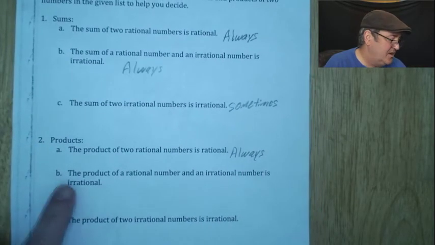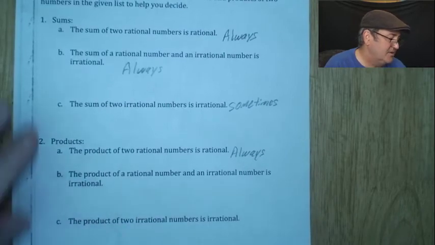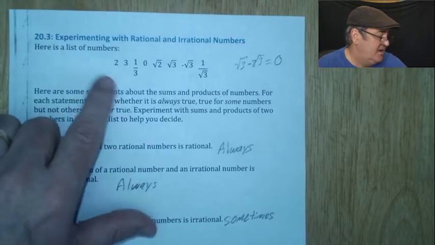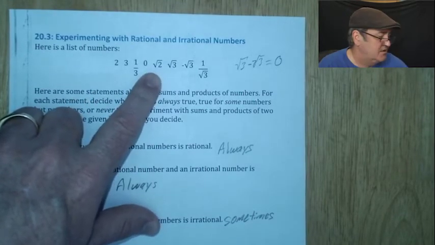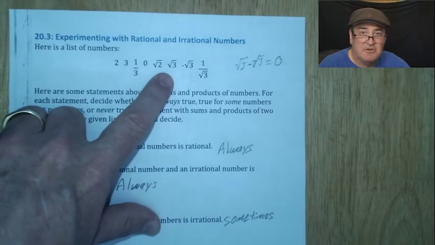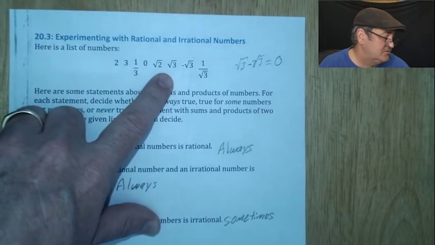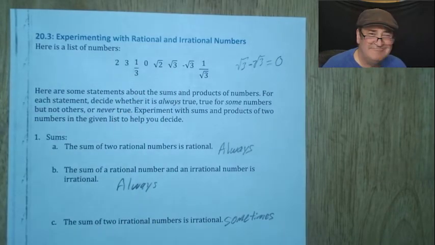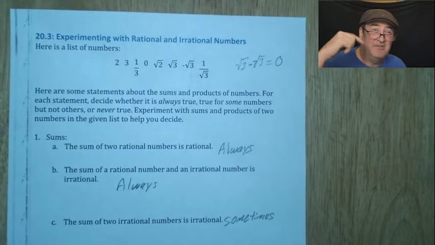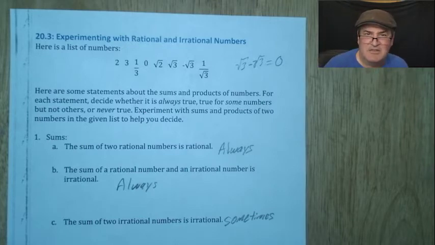How about the product of a rational and irrational number? Oh, well, that's interesting. Let's see that. 2 times the square root of 2. Well, that's 2 square roots of 2. That's still irrational. 2 times the square root of 3. That's 2 times the negative square root of 3. 2 times 1 divided by square root of 3. That would be 2 divided by square root of 3. Yeah, that's still going to be an irrational number.